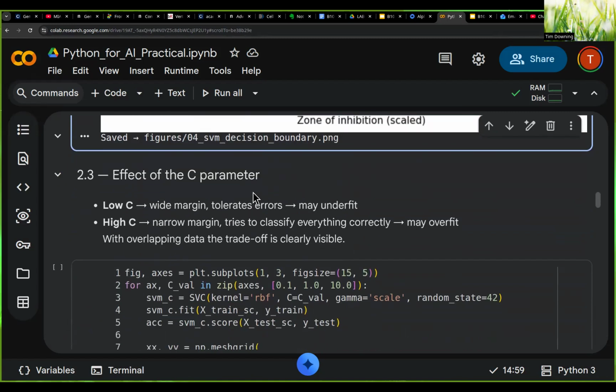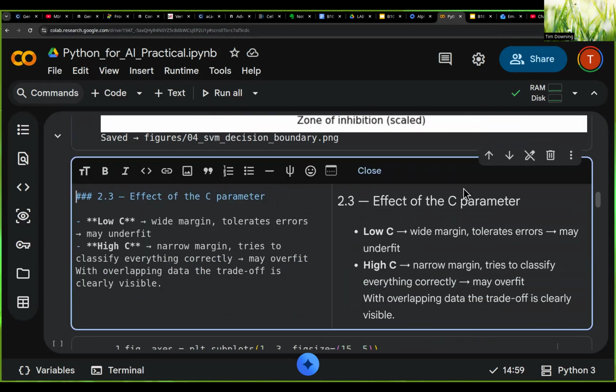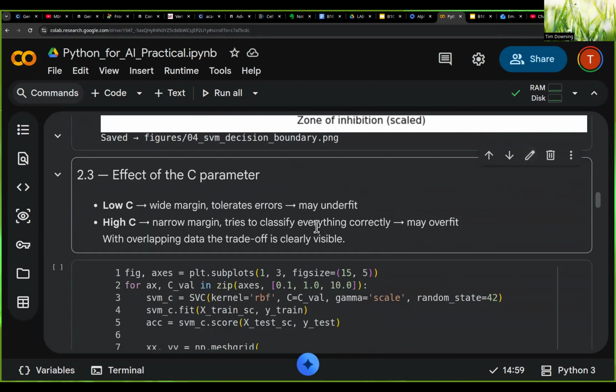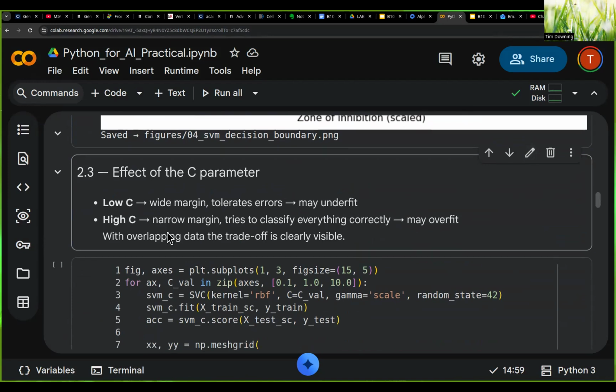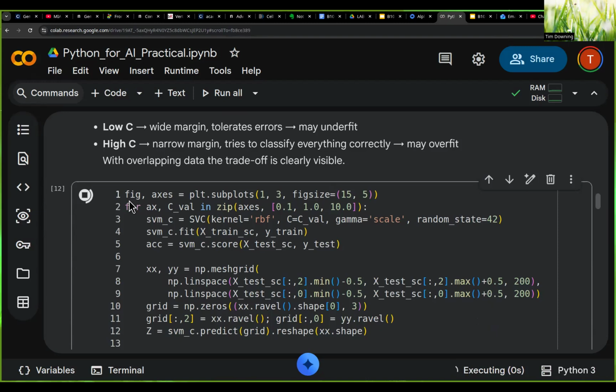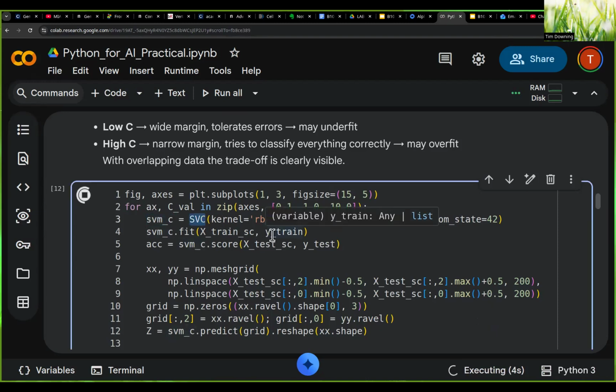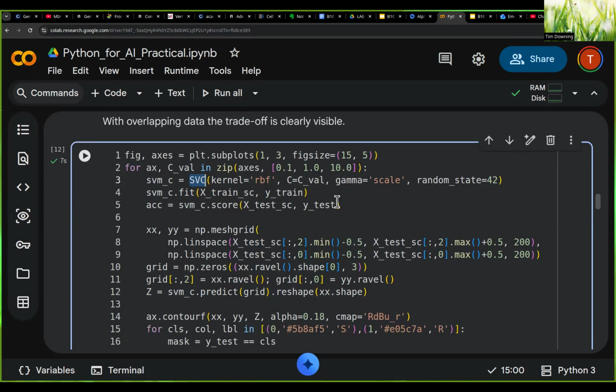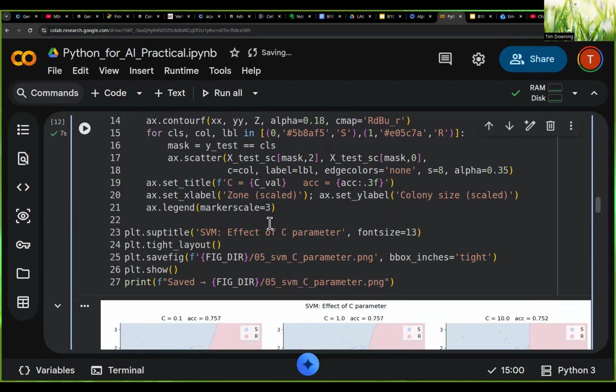When we look at the C parameter, if we have a low C, we have a wide margin, which tolerates errors, but it may underfit. If we have a high C, which you had at the start, that gives us a narrow margin and tries to classify everything correctly, but may overfit. Therefore, there's a balance between these two. So if we run this function, looking at the SVM data again using SVC, where C goes from 0.1 to 1 to a higher value, we can look at the outputs and plot this out.